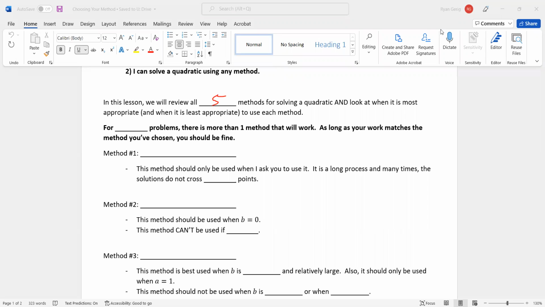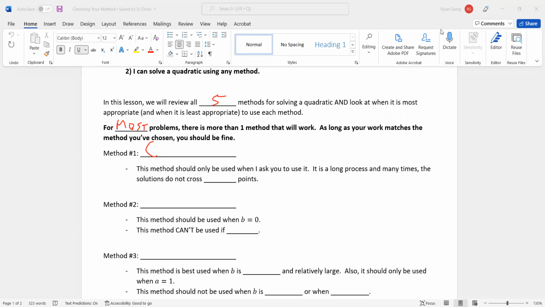Okay, for most problems, there is more than one method that will work. As long as your work matches the method you've chosen, you should be fine. What I mean by that is, don't say, oh, the quadratic formula because it always works, and then go on and factor it. Okay, make your work match what you've chosen. So let's review the methods.